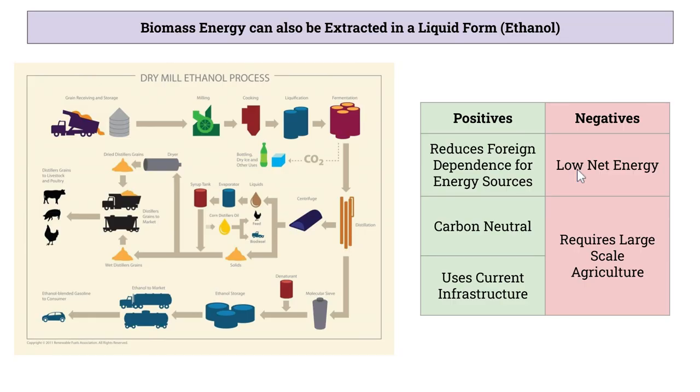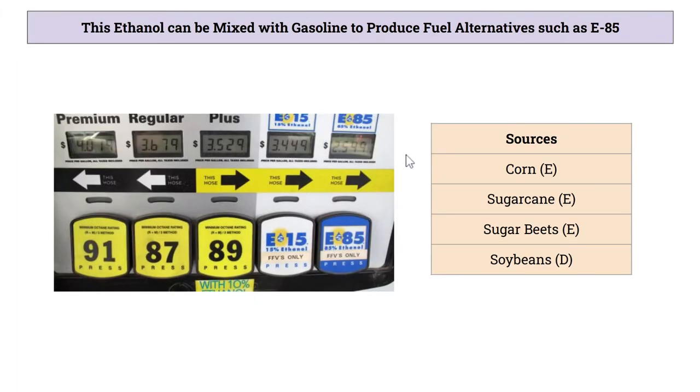Now, some of the negatives of liquid ethanol or liquid biomass is that it has low net energy and it requires large scale agriculture. So go back to that Unit 5 to better understand some of the agricultural impacts that come from large scale agriculture. Now, like I said before, typically what we do is we mix this ethanol with other types of gasolines or fossil fuels that already exist in order to make a mixture. So, E15 would be 15% ethanol, or E85 would be 85%.